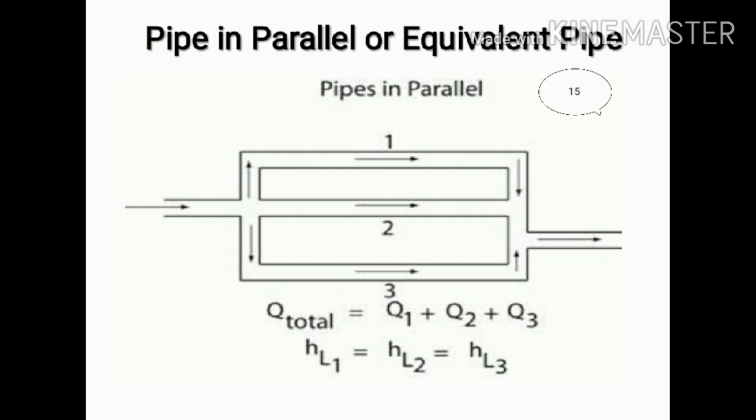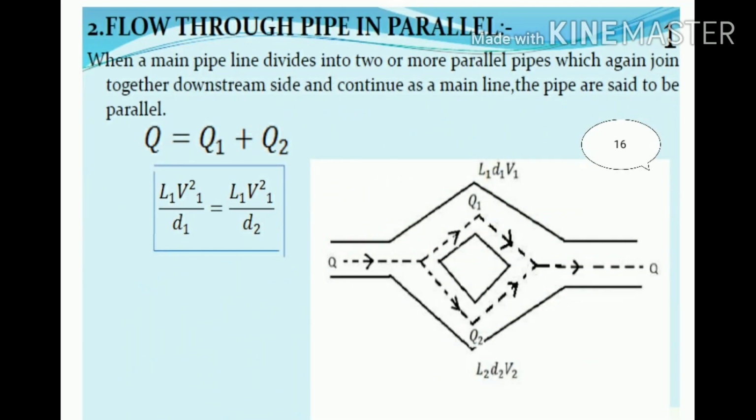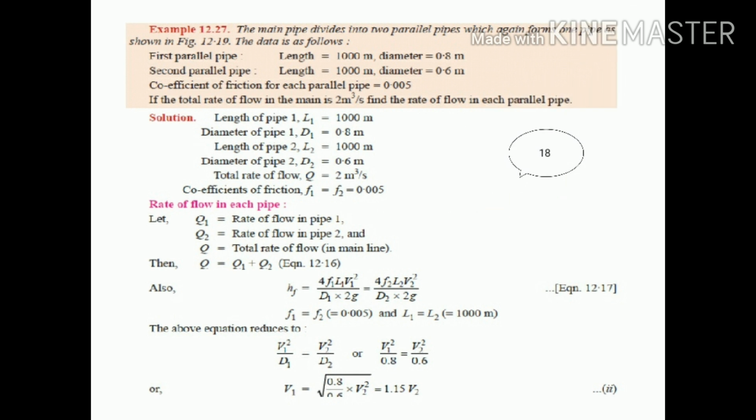So we just have to write the formula as 4 f1 l1 v1 square upon 2 g d1 equal to 4 f2 l2 v2 square upon 2 g d2. If the friction factor is the same, and the 2g gets cancelled, then what remains is only l1 v1 square upon d1 equal to l2 v2 square upon d2. Just see this arrangement, and the numericals are very easy. In this numerical, only one discharge is given and you have to calculate the two different discharges. So let us see one numerical as an example.